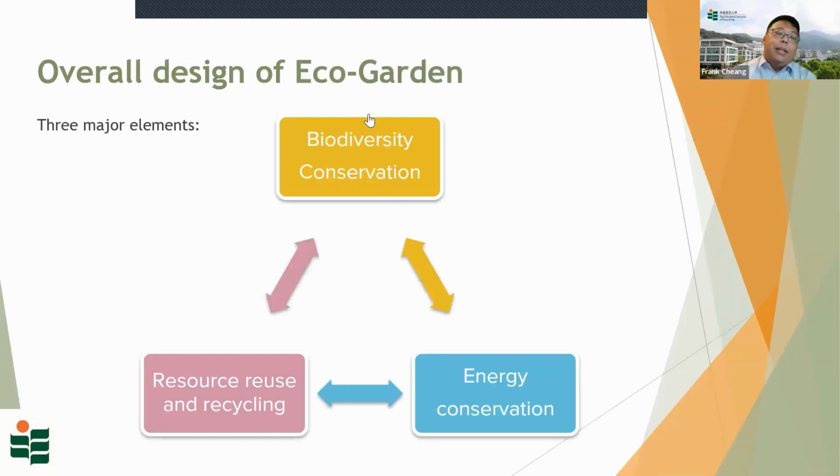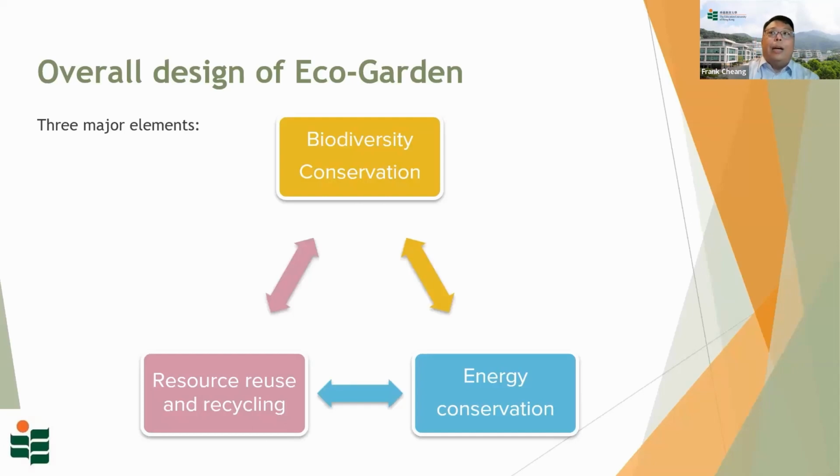Let's take a look at what was included in this eco garden after our planning. The general ideas in designing this eco garden are based on three different directions in current environmental protection and conservation. The first one is biodiversity conservation. We hope we can enhance the biodiversity, but at least we hope that the eco garden can help us to maintain certain biodiversity in our campus. So this was one of the directions that we had in mind when we designed our eco garden.